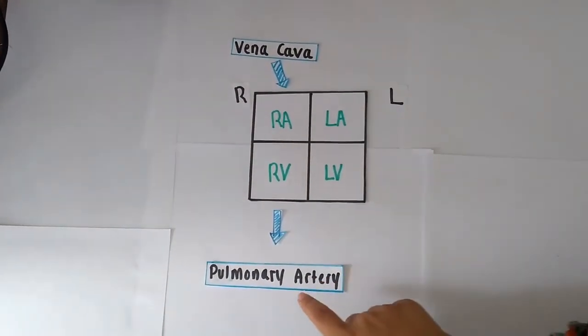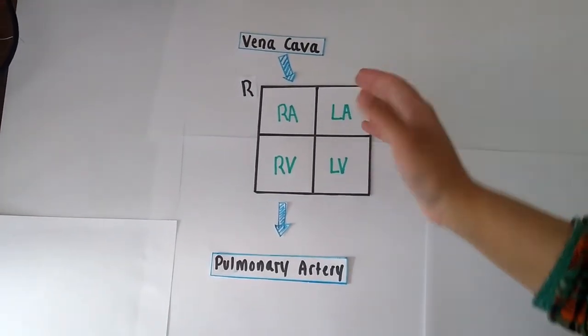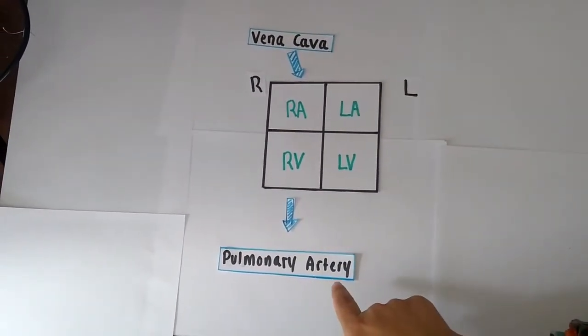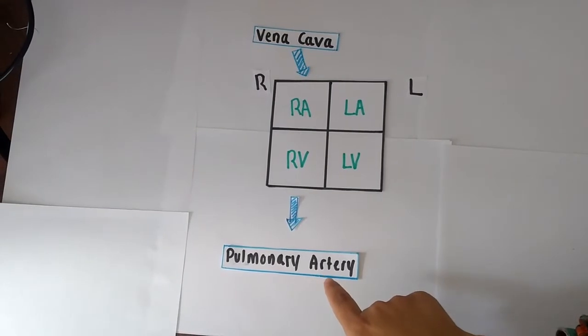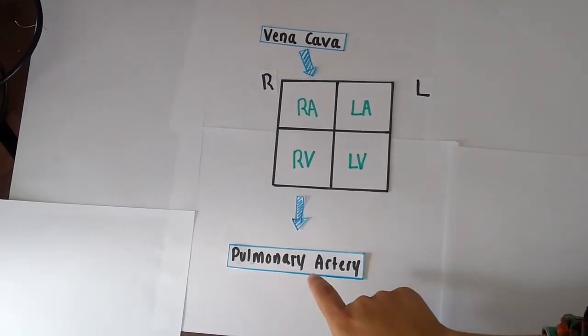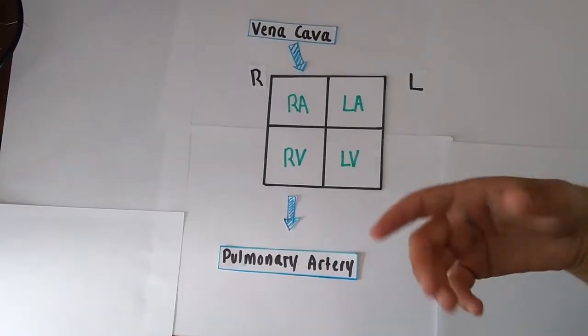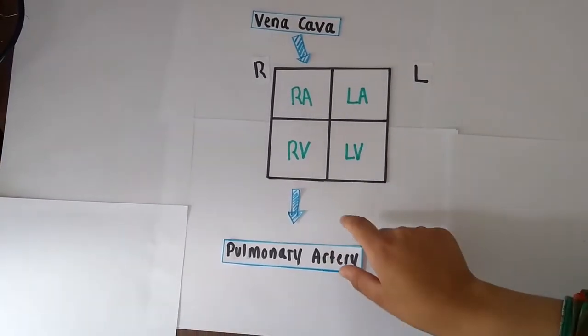So this is what I was talking about earlier. Although it's going from the heart, so it's an artery, it is the only artery in the body that carries deoxygenated blood. So usually it carries oxygenated blood. In this case, it carries deoxygenated blood.